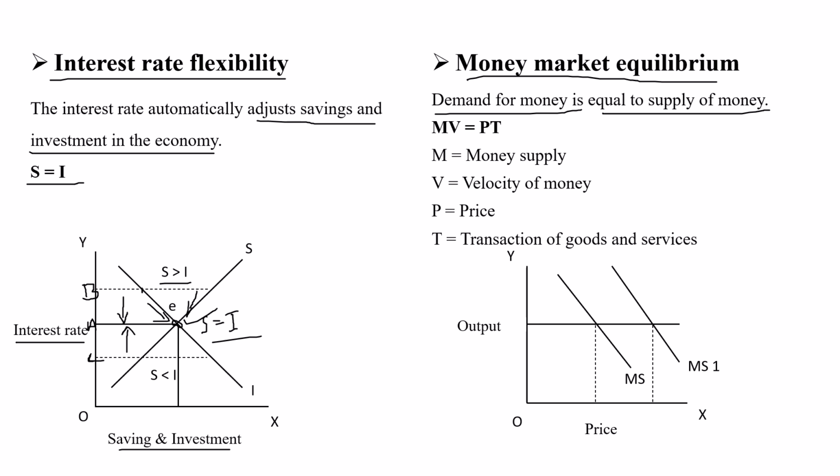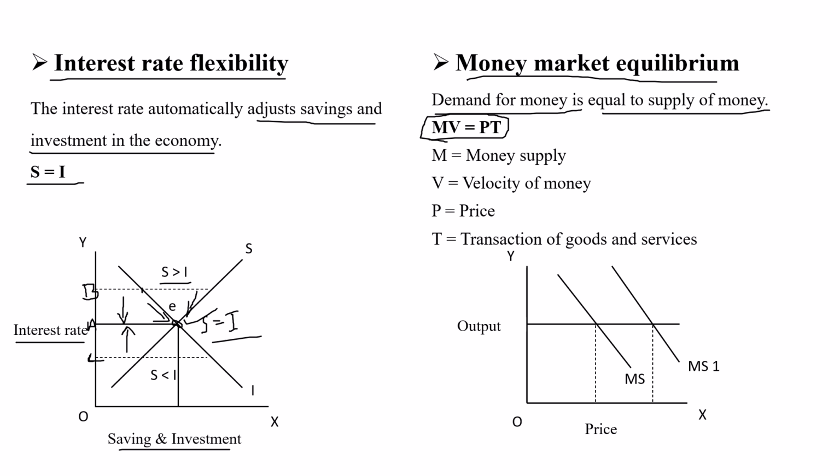What is the supply of money? Whatever money exists in the economy is called the supply of money. So as per the classical economics, demand for money equals supply of money in the economy. We can remember this equation, MV equals PT, which is given by Irving Fisher. So what is MV and what is PT?